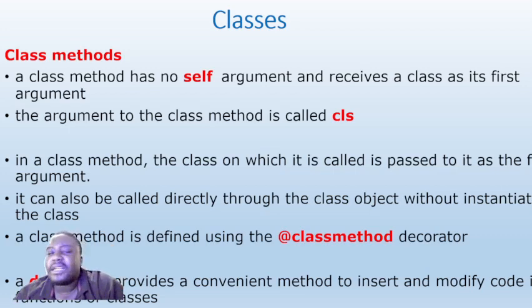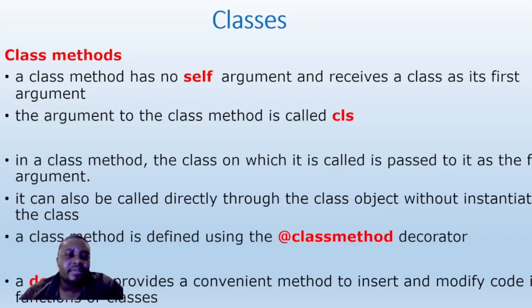Yeah, so let's proceed. Class method. Let's talk about the class method. A class method has no self argument and receives a class as its first argument. The argument to the class method is called cls. In a class method, the class on which it is called is passed to it as the first argument. It can also be called directly through the class object without instantiating the class.